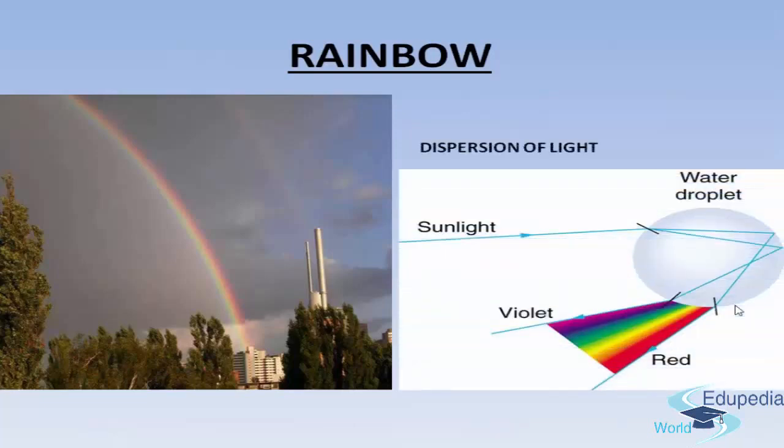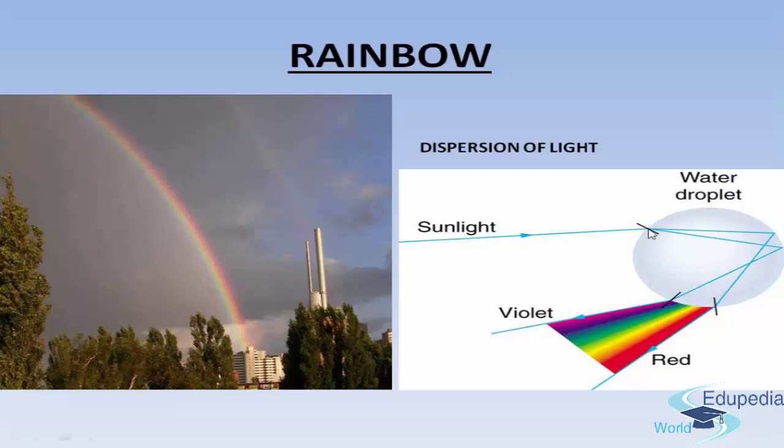Now, how do we see a rainbow? In this case, what we have learned is that the prism acts as a medium for dispersion of light. When the light passes through the prism, then the dispersion takes place. But in the case of a rainbow, what acts as a prism? What is the medium through which it will be dispersed? The medium is nothing but the raindrop. The sunlight, after passing through a raindrop, gets dispersed, and that's how we see 7 colors.